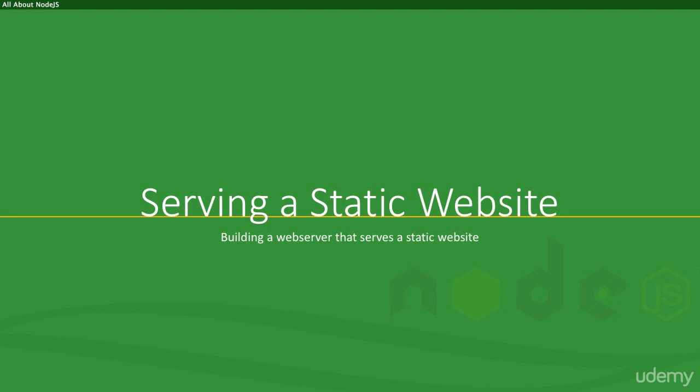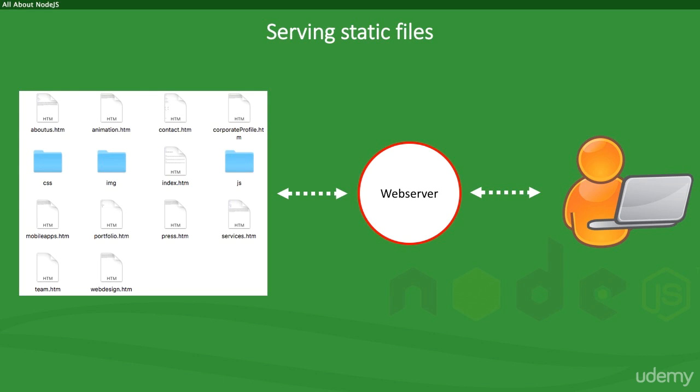Okay, so let's write a web server that serves a static HTML website. So let's say when we access our server on port 3000, it should serve either the index.html file as the default route or allow the user to access a specific file as and when requested.